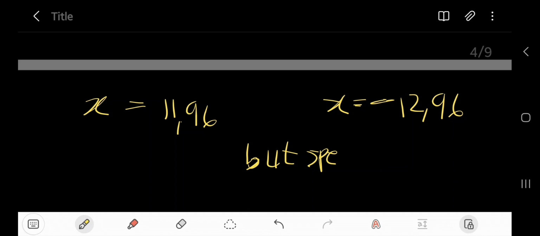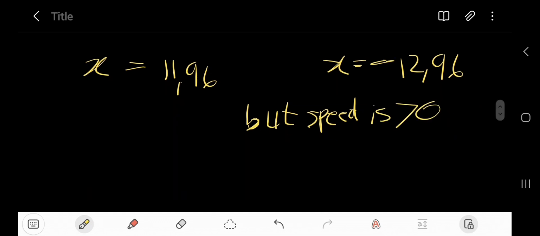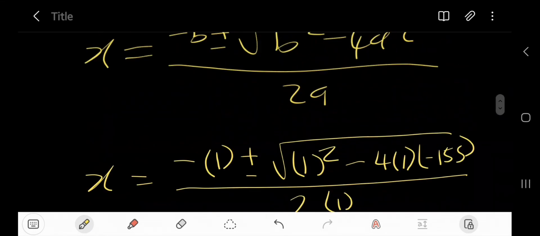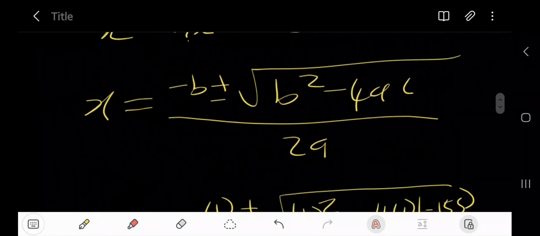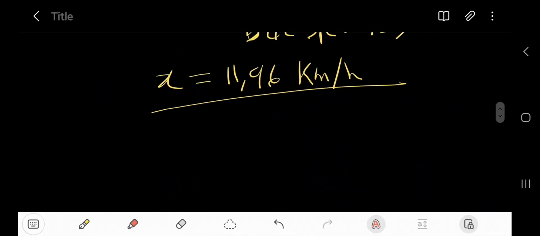But speed is greater than 0, because if we look at it in physics terms, speed is a scalar quantity. It has no direction. So x is equal to 11.96, and our speed is in kilometers per hour. So this is it for question 1. If you want me to continue the rest of the paper, just let me know. And then yeah, sure.